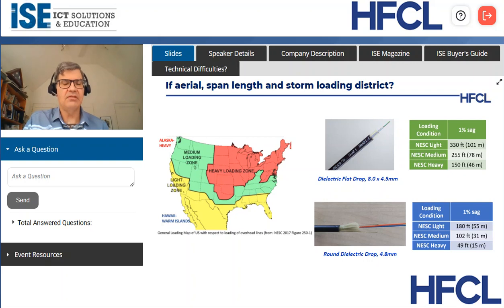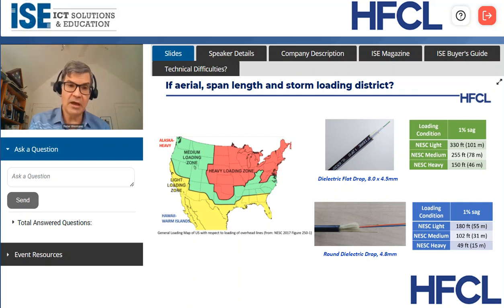Taking a different case, if you're going with aerial, what's your span length and what's your storm loading district? The picture on the left is the NESC heavy, medium, and light loading districts across North America. Again, the dielectric flat drop shown in the upper right is the most popular cable for aerial, and one of the reasons for that is that you can get a really long span length, up to 100 meters in NESC light, in a pretty compact package with this cable. And those span lengths, even in heavy, are typically enough to cover almost every possible use case for aerial installation.